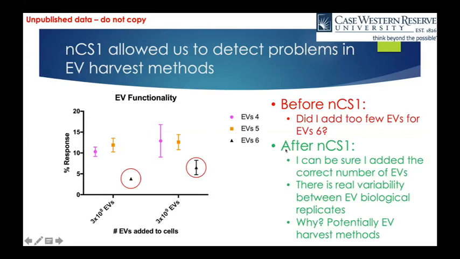So we wanted to basically switch to a new method and see if we could get better responses and get extracellular vesicles that were working better in our assay. And we were only able to decide to switch to this new method because we recognized that there was an issue through knowing the concentration.